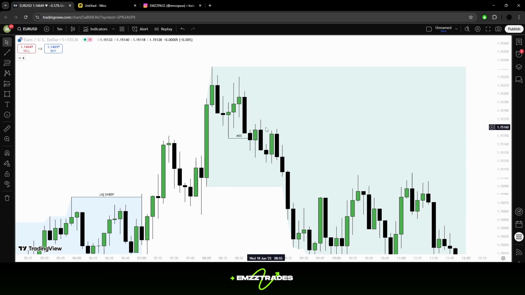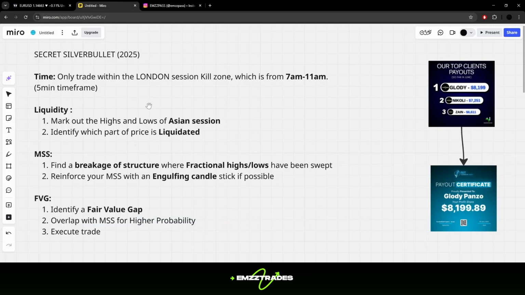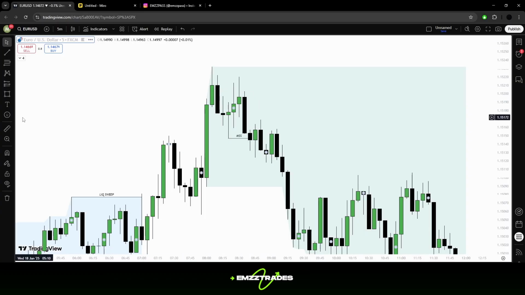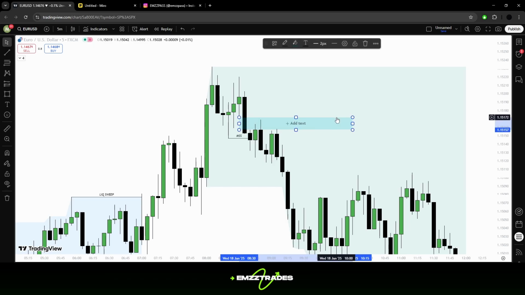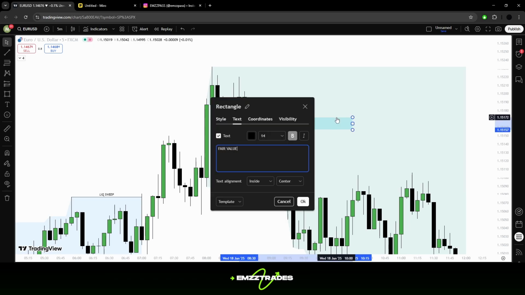Okay, so let's say this was in replay mode, you would not be seeing anything from this green candle onwards. So what you will be doing from here, if you weren't able to see it, is identifying a fair value gap, and then we need to overlap it with a market structure shift for a higher probability. As you can see, this will be our fair value gap right here. From here to here, we're going to be marking this out right there, fair value gap, right?